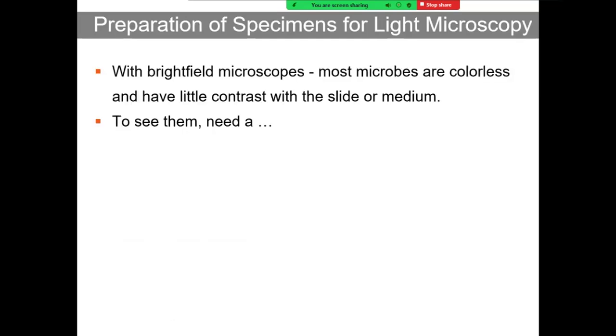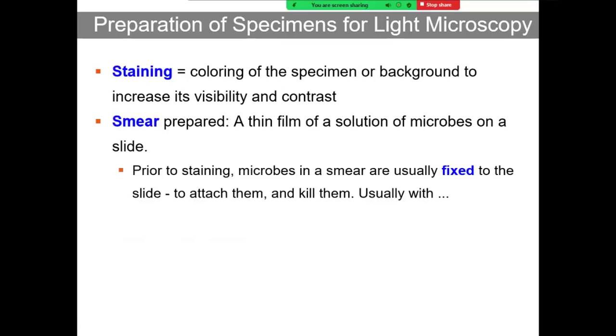So with bright field microscopes, that's the normal microscope we use in the lab, most microbes are colorless and have little contrast with the slide or the medium. To see them, you really need to stain them with a dye or a stain. Staining is just coloring the specimen or coloring the background to increase the visibility by increasing the contrast between the cell and the background of the slide.